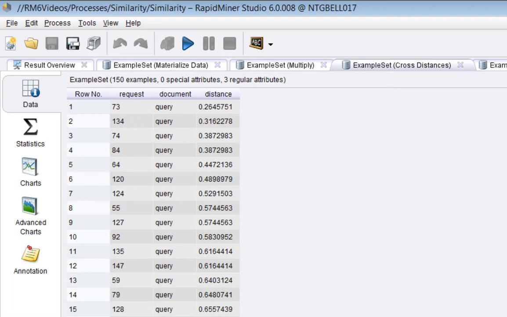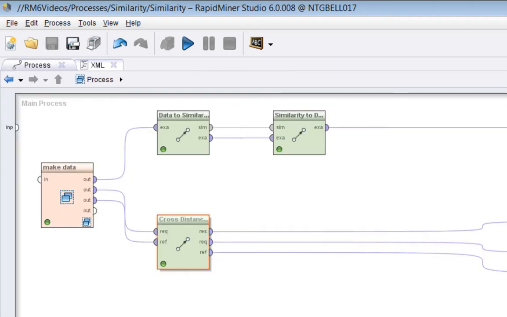Now I've obviously limited it to just one in this case to show how it works, but of course you don't have to. You can have whatever example sets you want in here. You could of course duplicate one and have identical example sets, in which case you'd recreate the data to similarity operator here, or the output from that one actually. All very good.